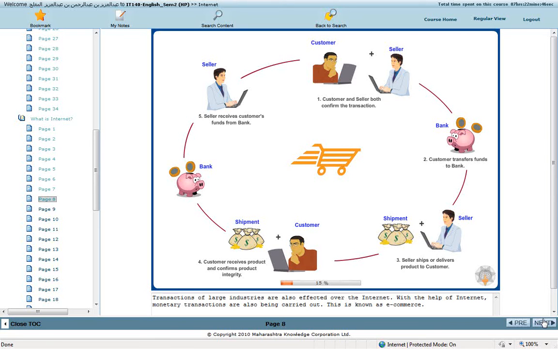Transactions of large industries are also effected over the internet. With the help of internet, monetary transactions are also being carried out. This is known as e-commerce.